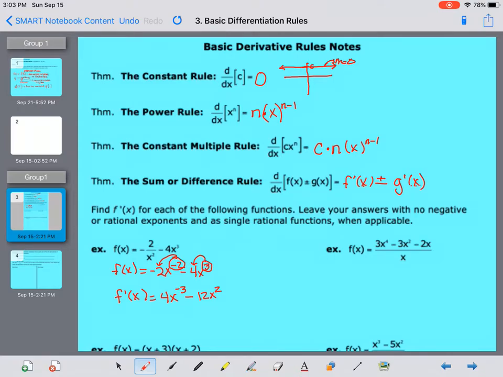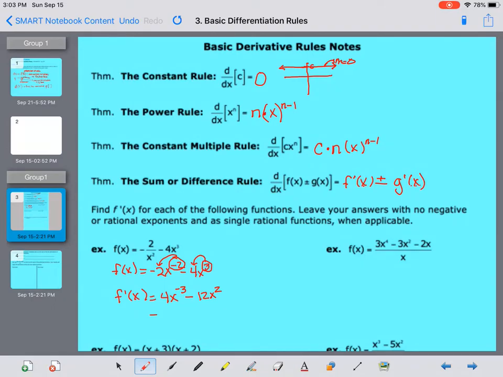Now I always want to put my equation back in the form it was. I don't want to leave things like negative exponents or rational exponents, because remember these functions are used to calculate slope, and it's hard to calculate when we have negative exponents and rational exponents. So we always want to take care of that.